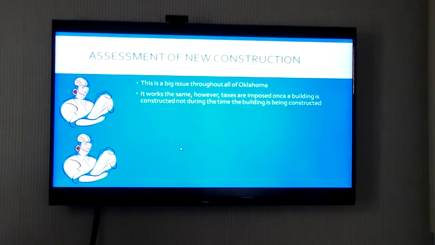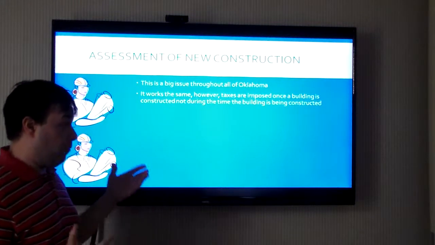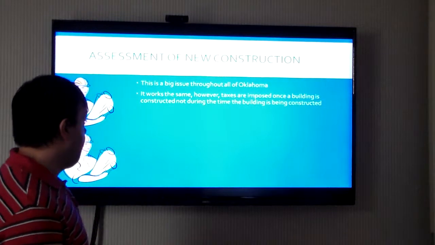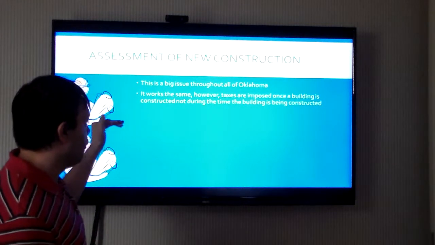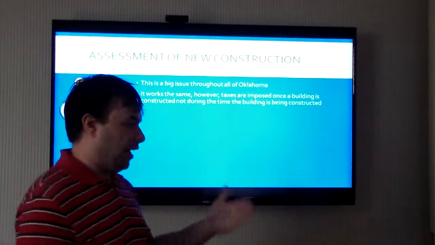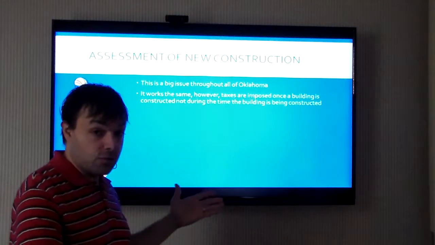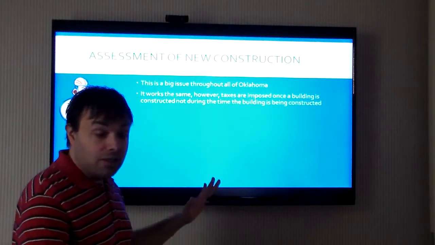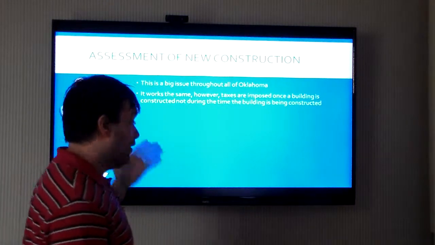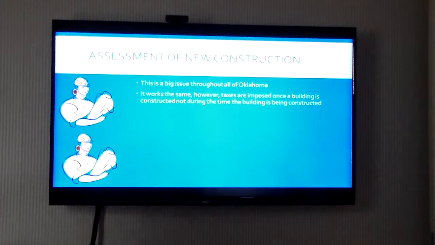So new construction is huge all throughout Oklahoma. Those of you who know, there are a lot of districts that are facing massive issues with new construction, some that aren't, but it's happening throughout the state. Taxes are imposed once the building is constructed, but not during the time the building is being constructed. So until the building is up, ready, and it's livable, movable, or usable, taxes will not be collected on it. So if it takes time for property development to grow, the district doesn't get that funding until a year later, until the building is ready to be used.